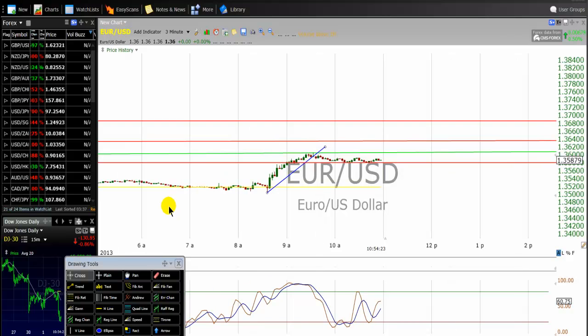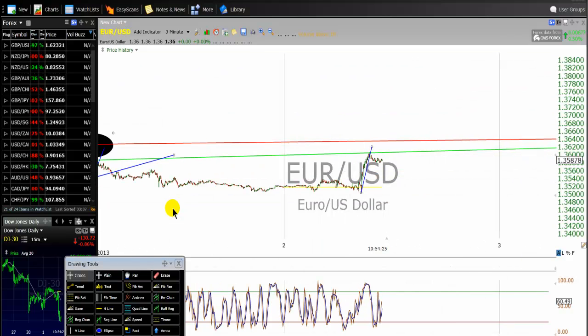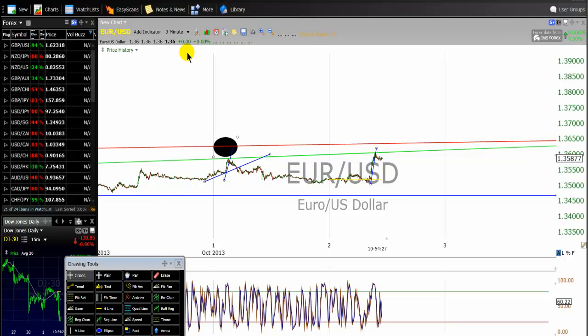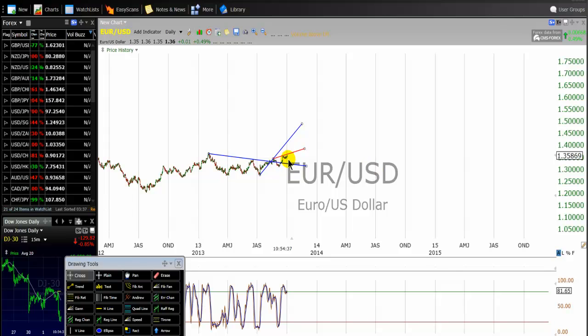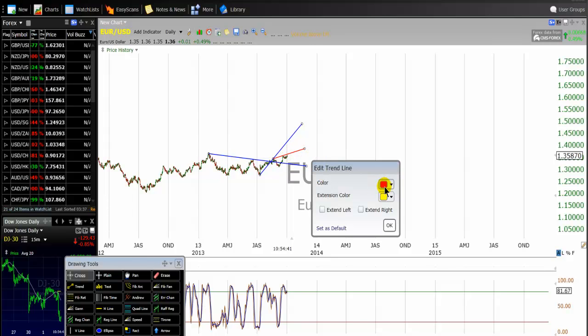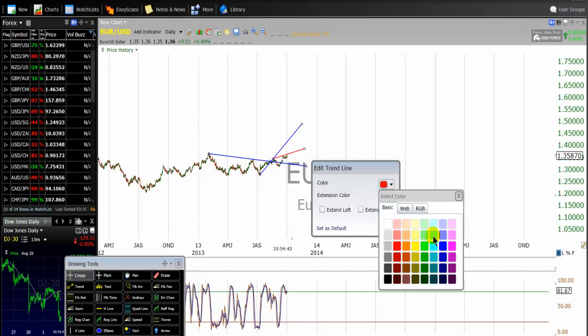I have too many lines. Where are they coming from? Okay, I don't know where they're coming from. Okay, you can see this. What I will do is go back again to the daily chart, and I will change the color of my red line because I've seen now on the 3-minute chart too many lines. I will change it into turquoise, okay?